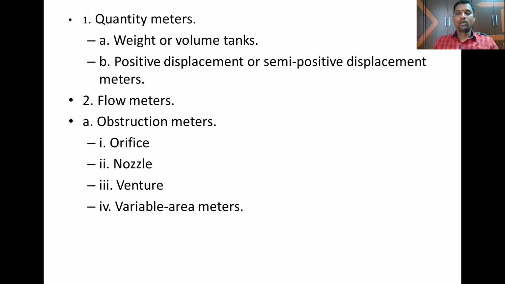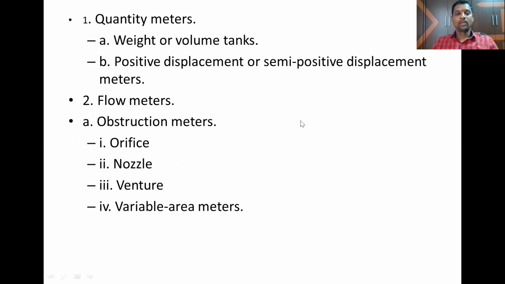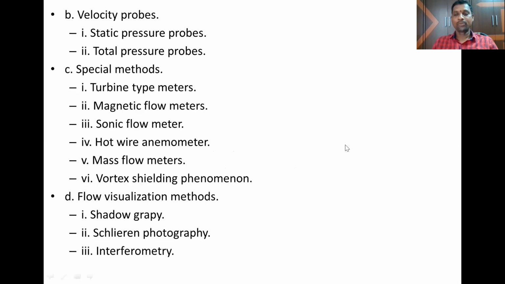Of the flow measurement device. So basically, flow measurement devices are classified into two categories: quantity meters and flow meters. Quantity meters are again weight or volume tanks type and positive displacement. And again, flow meters are classified into further subcategories.